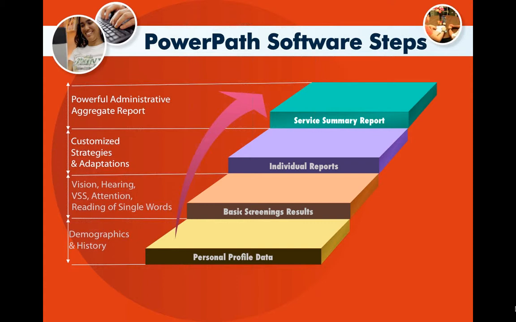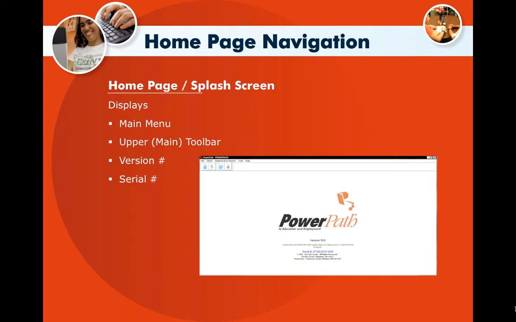Our customized individual reports give you a lot of information about the learner's strengths and challenges. Our software analyzes the basic screening results and produces a report with specially selected strategies and adaptations to help the learner reach their goals. The most powerful administrative report is the service summary. This flexible report presents aggregate client information, including profile data and screening results, for one or more sites in an organization. This report can be used to better support your learner and administrative goals.